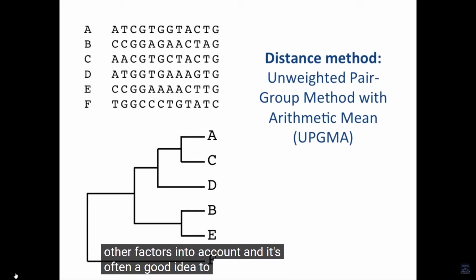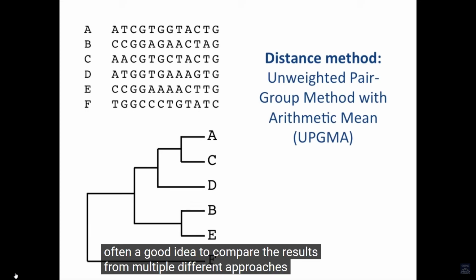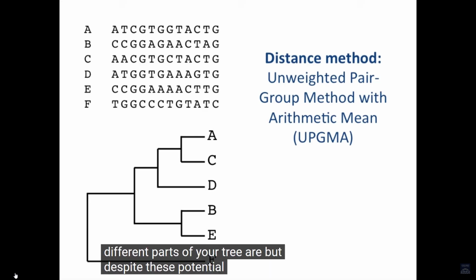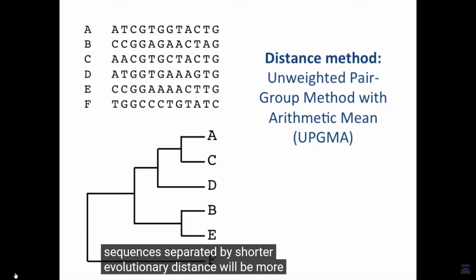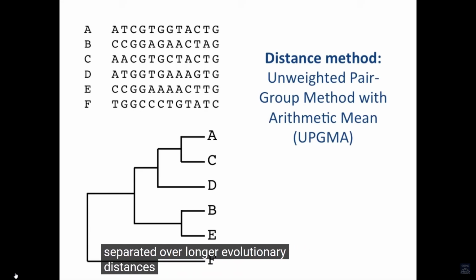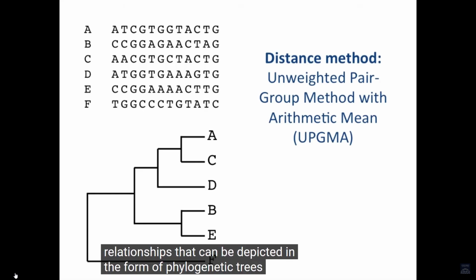And it's often a good idea to compare the results from multiple different approaches to develop a sense of how reliable different parts of your tree are. But despite these potential complications, the underlying logic remains that sequences separated by shorter evolutionary distance will be more similar to one another than sequences separated over longer evolutionary distances. DNA sequences therefore provide a powerful source of information to help us infer evolutionary relationships that can be depicted in the form of phylogenetic trees.